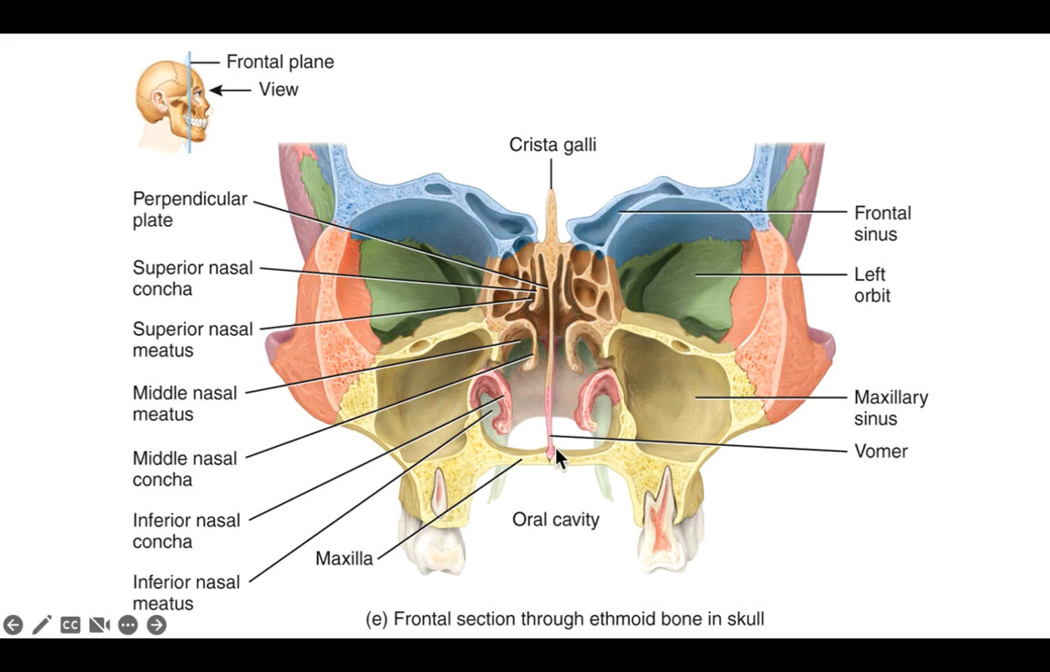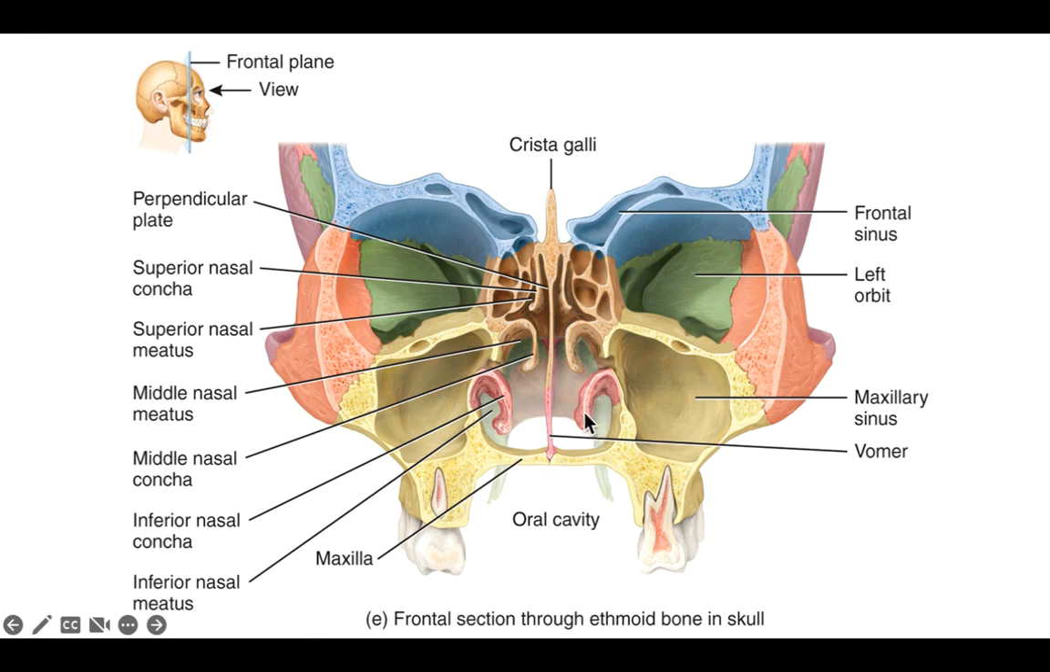We see vomer down here. There's the perpendicular plate coming down from the ethmoid bone. We see the crista galli sticking up from the ethmoid bone, attaching those meninges. We see the nasal concha, and you can kind of see how they got the name concha.